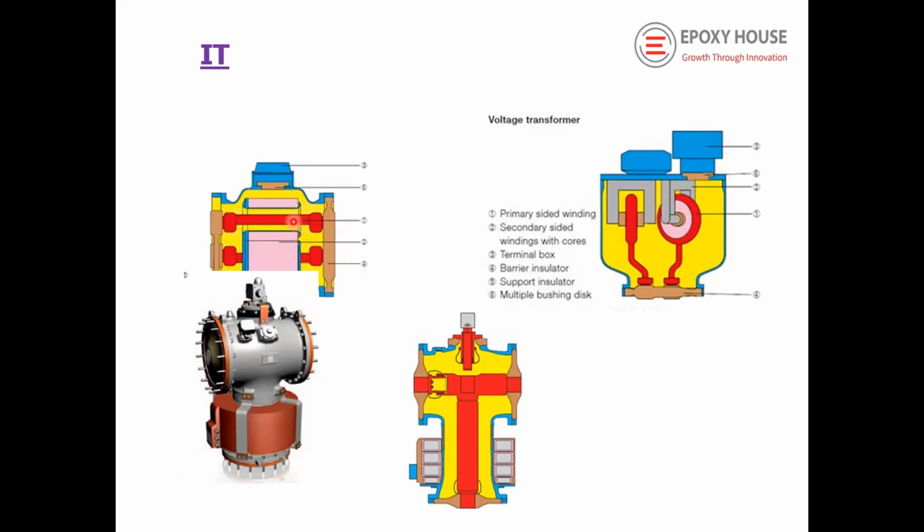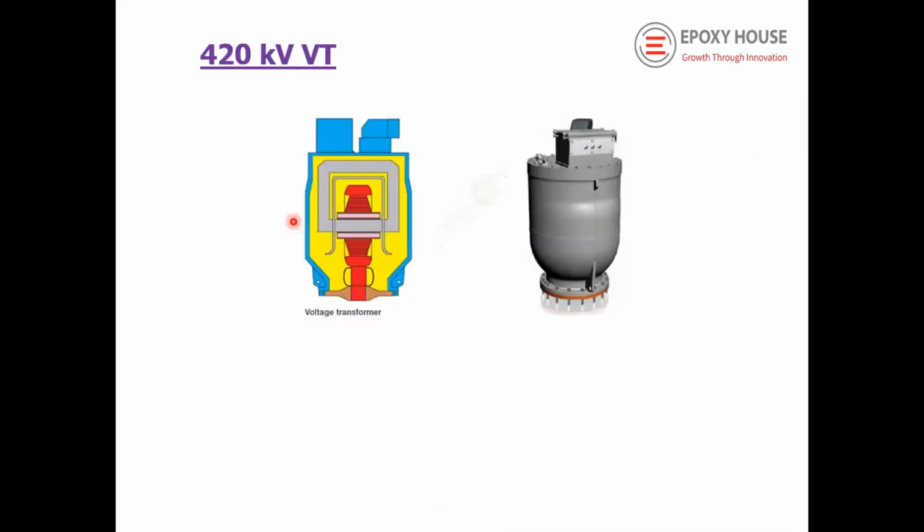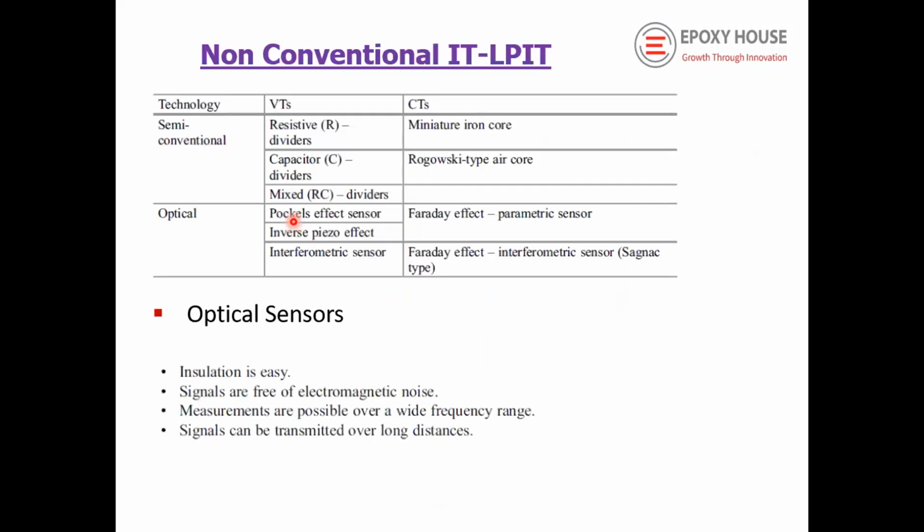Nowadays, with the advent of new technology of measurement, we have non-conventional instrument transformer or low power instrument transformer. This is governed by IEC 61869-6 and 11. So both are used for this application, where they can use any of the technology available in the market.